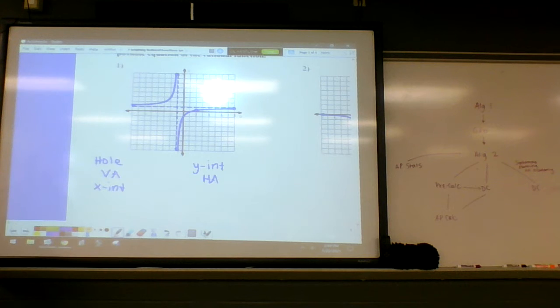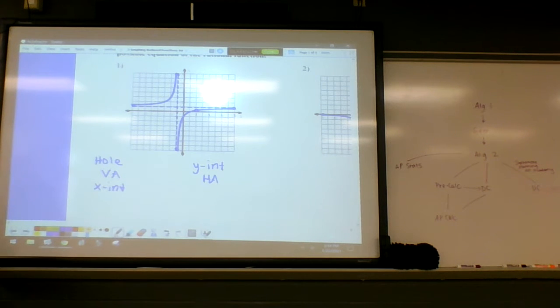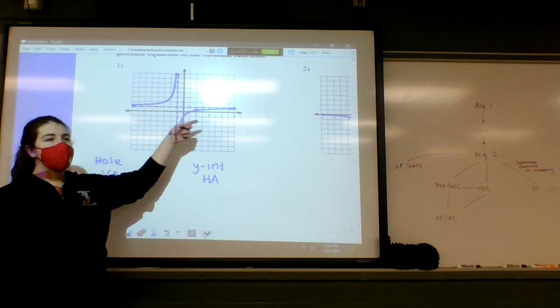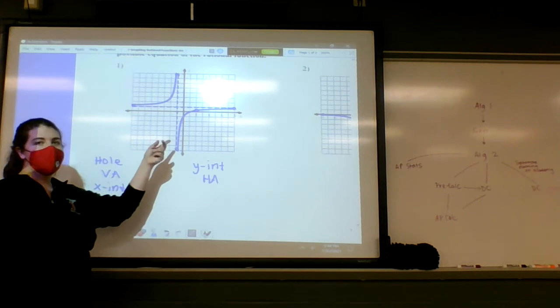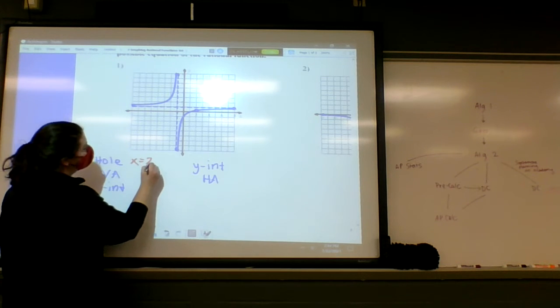Do you see any holes? Yes. Where at? For the hole, do we look at the x value or the y value? For the hole, you look at the x value. What's the x value of that hole? 2. Yeah, it's right there. You see the open circle? This program is smart enough to make the holes. The graphing calculator one is not. So there's a hole at x equals 2.